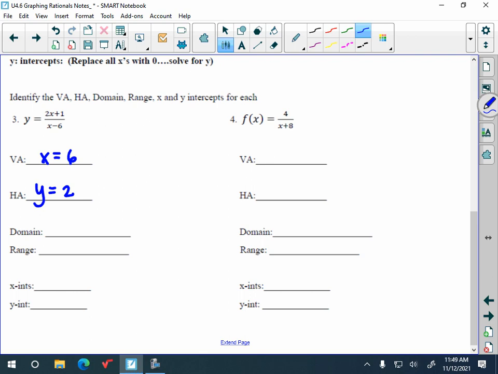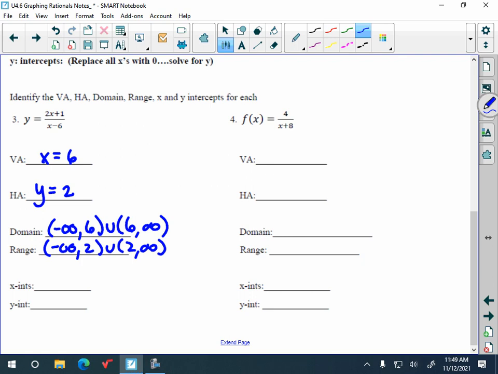All right, domain. So domain comes from the vertical asymptote. So it's going to be -infinity to 6, union 6 to positive infinity. The range comes from the horizontal asymptote. So -infinity to 2, union 2 to positive infinity. Okay? This is why if you get the vertical or horizontal asymptote wrong, then you're going to use it in the domain and the range, which is wrong too. So that's why the vertical and horizontal are important, because they're going to help you get the domain and range.